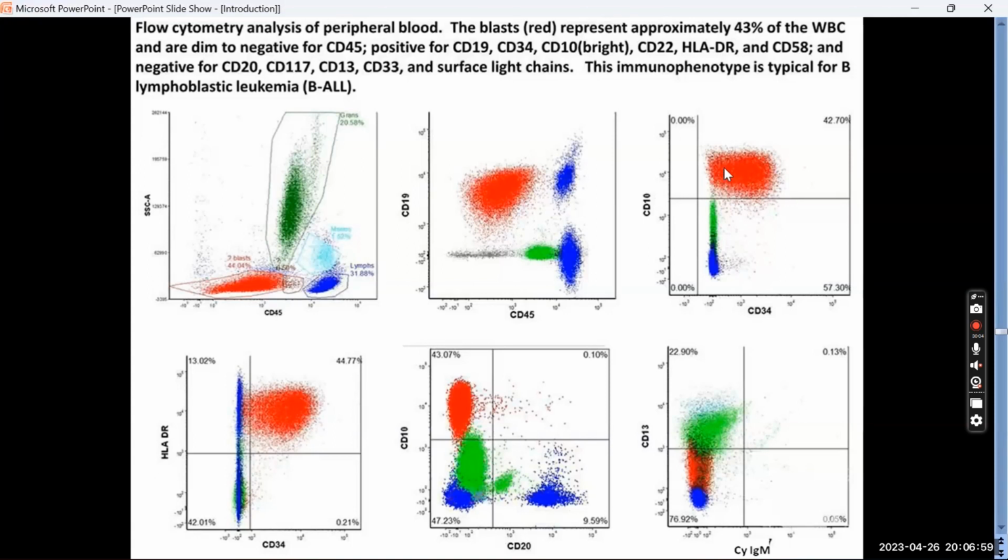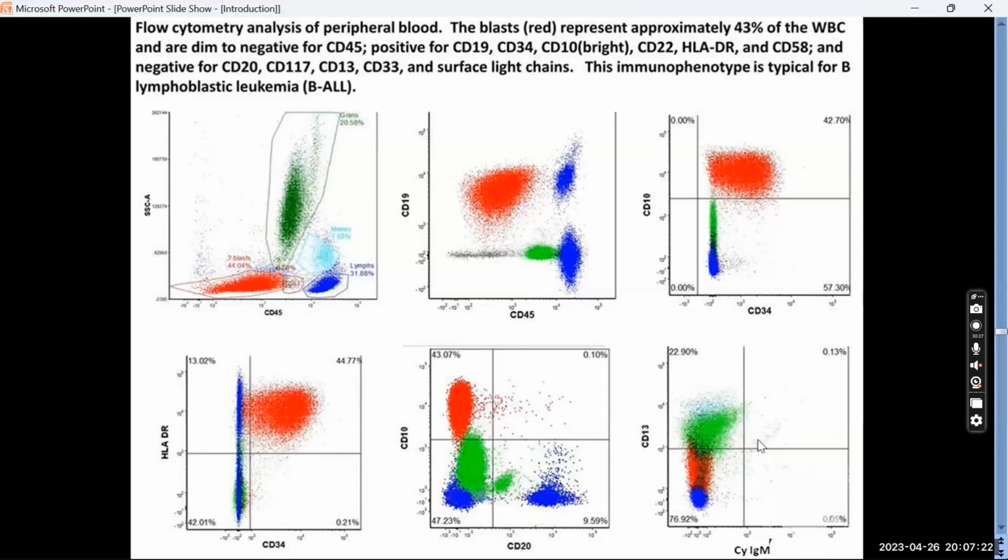So here we have multiple things to confirm that this is immature. CD34 is positive, 10 is positive, 20 is negative. These all confirm that this is an immature population. And you see cytoplasmic CD3 is negative. Okay, so the diagnosis is B-ALL. But B-ALL, what type of B-ALL? Could you further subtype it?